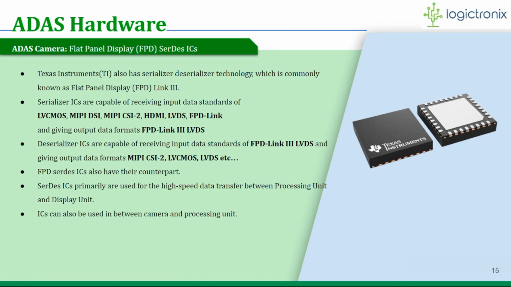Deserializer ICs are capable of receiving input data standards of FPD Link 3 and LVDS and giving output data format in MIPI CSI2, LVDS, or LVCMOS. So like GMSL, FPD SerDes ICs also have their counterpart. The FPD ICs are primarily used for the high-speed data transfer between processing unit and display unit. However, the ICs can be used between camera and processing unit too.